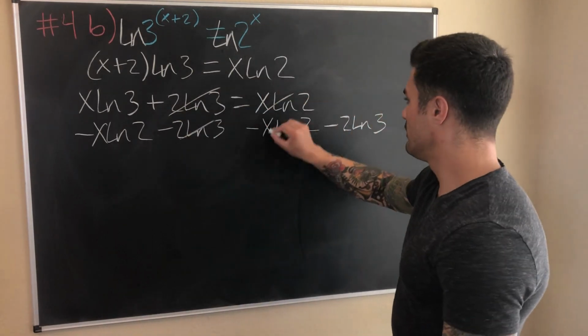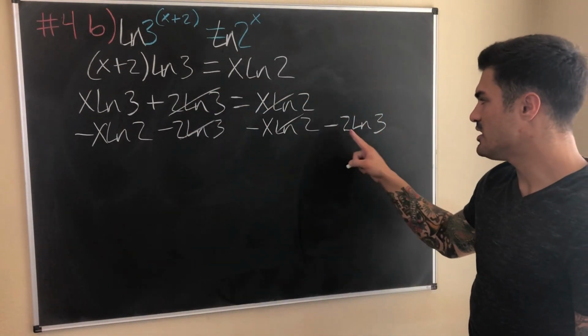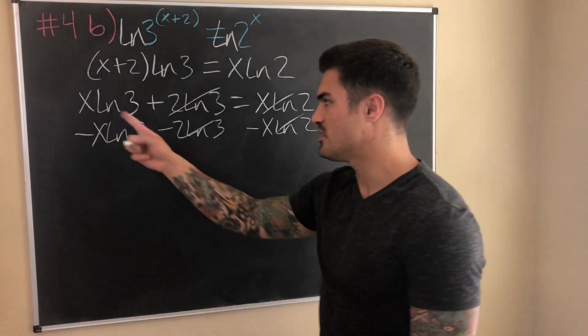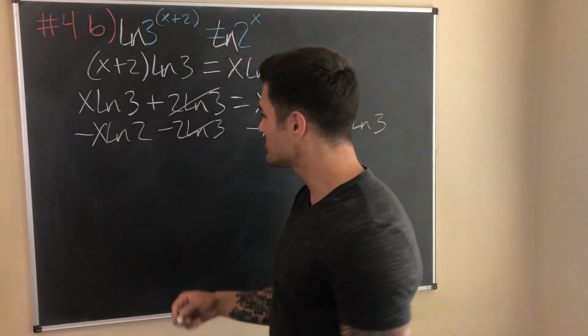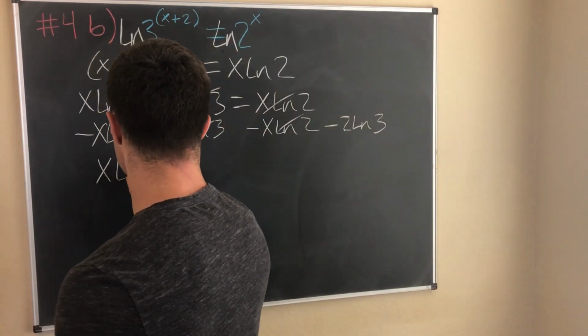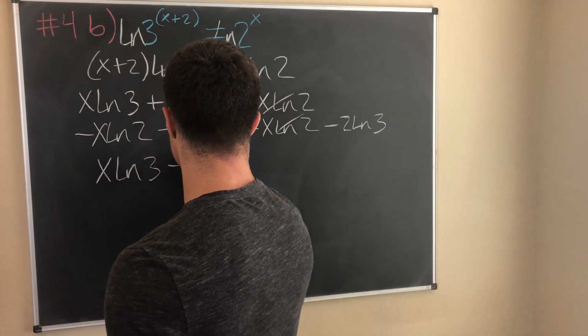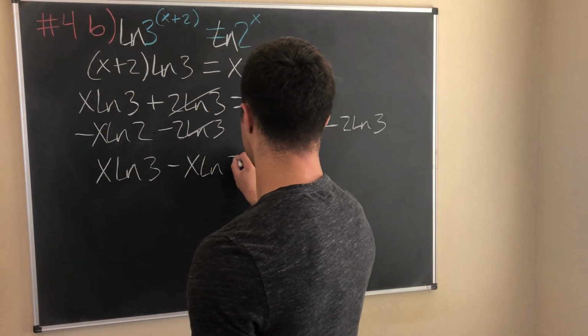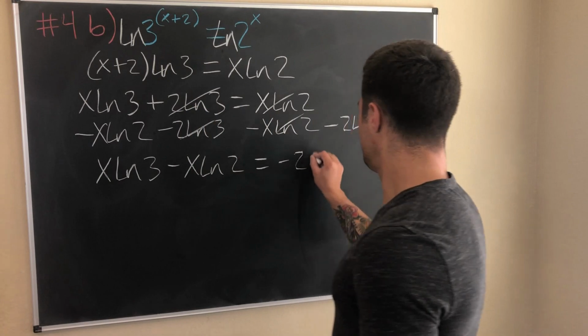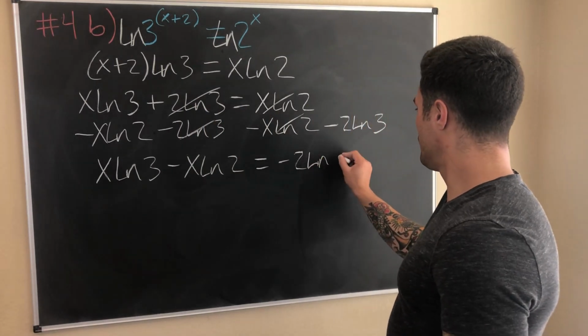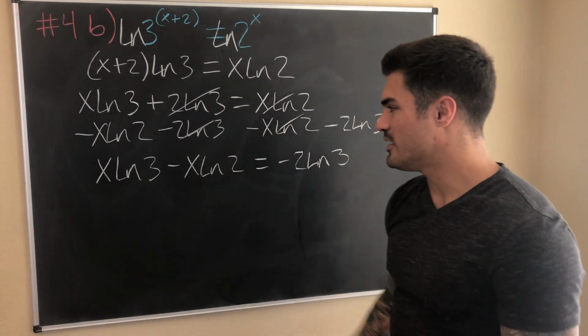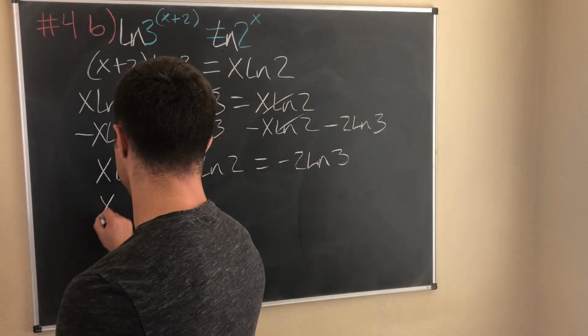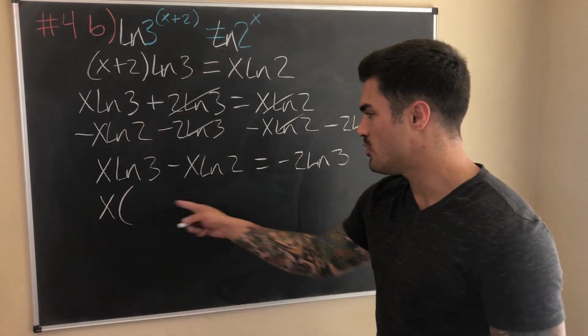These are gone. These are gone. So I have negative 2 ln3 on this right-hand side. And on this left-hand side, I have both my x terms just like I wanted. So x natural log of 3 minus x natural log of 2. And that equals negative 2 natural log of 3. All right, now let's factor out the x. So I like to write the x and then write my parentheses and see what else I need.